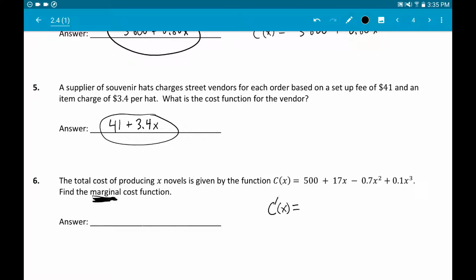So I don't want c of x, I want c prime of x. Derivative of 500 would be 0, so that's gone. Derivative of 17x would be 17. Derivative of negative 0.7x squared would be negative 1.4x to the first. And the derivative of 0.1x cubed would be 0.3x squared. Okay, so all they're really asking for is what's the derivative.